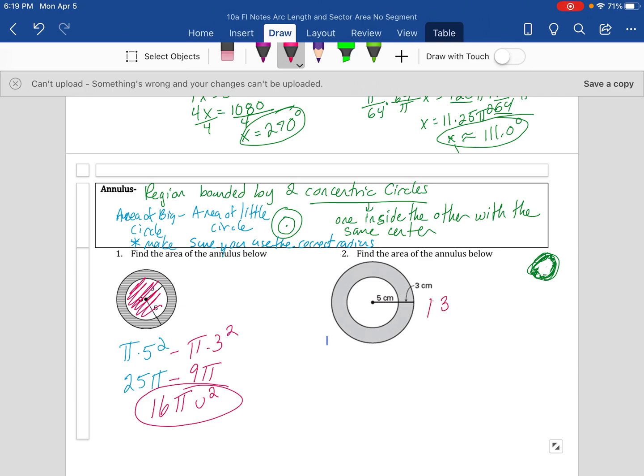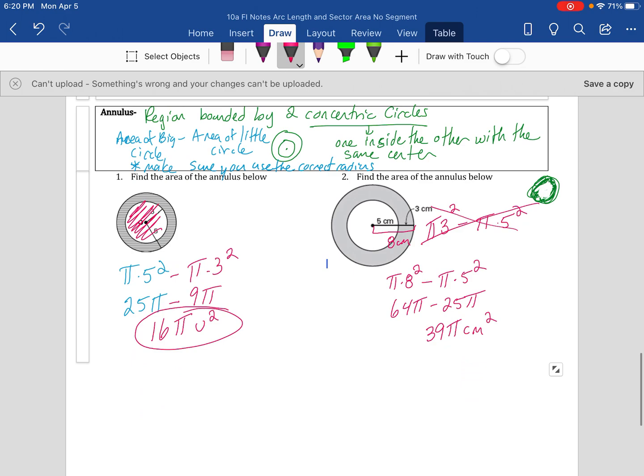All right. This one's a little tricky because I know a lot of you want to do pi 3 squared minus pi 5 squared. That is definitely not the case. First of all, it's going to give you a negative answer. Okay. What you need is the area of the big circle. So remember that that's going to be this whole thing, so the radius of the big circle is going to be 8 centimeters. So it's going to be pi times 8 squared minus pi times 5 squared. So it's going to be 64 pi minus 25 pi, which is going to be 39 pi centimeters squared.